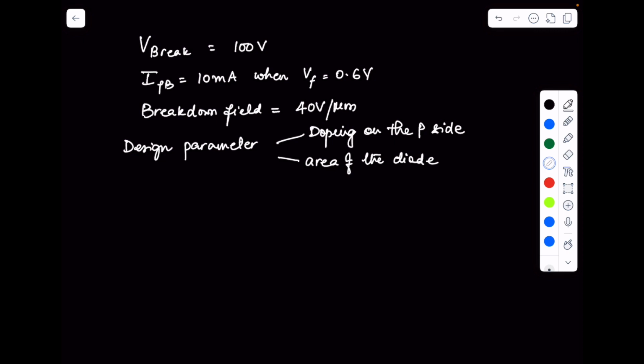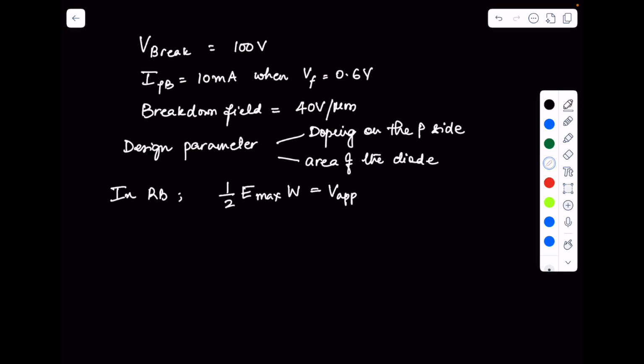So if you want to design this, we need to ensure that at the breakdown voltage, the field is 40 volt per micron, right? So in reverse bias, that is when breakdown occurs, I know that half Emax, where Emax is the maximum field in the junction, times W, should be equal to the applied voltage. That's the area under the curve of the electric field.